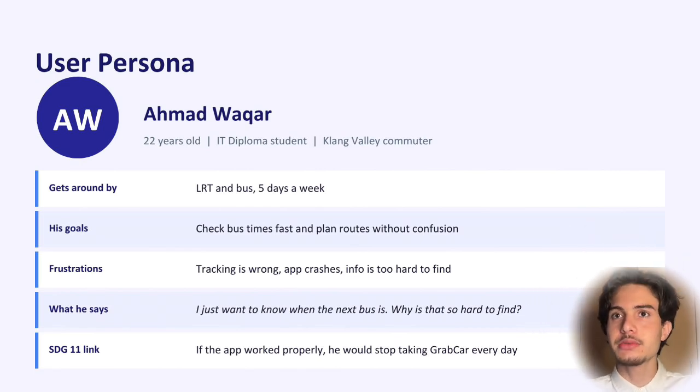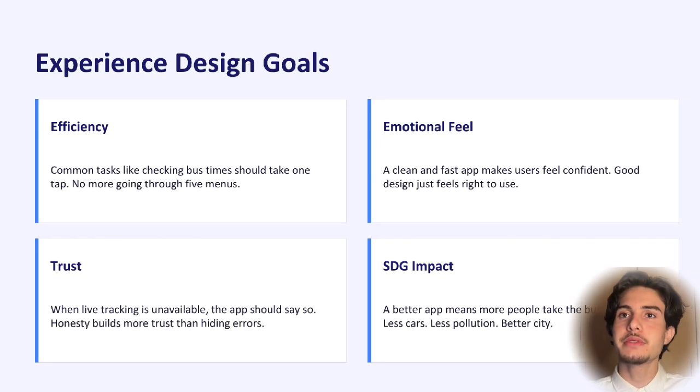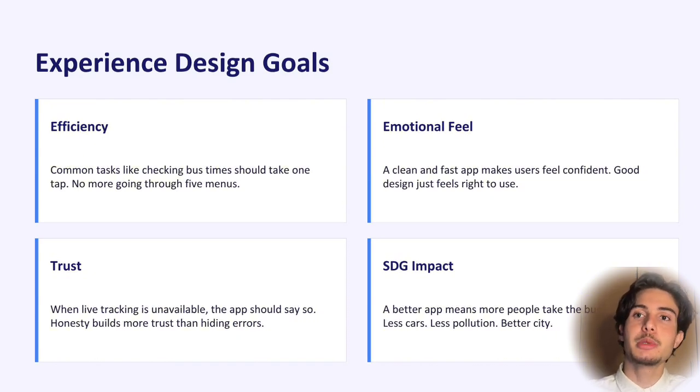Experience design goals. We have four main goals. First, efficiency. Users should find bus info in one tap. Second, emotional feel. The app should feel simple and fast. Third, trust. If something is not working, the app should tell the user clearly. Four, SDG impact. A better app means more people use public transport and fewer cars, less pollution, and become a better city.